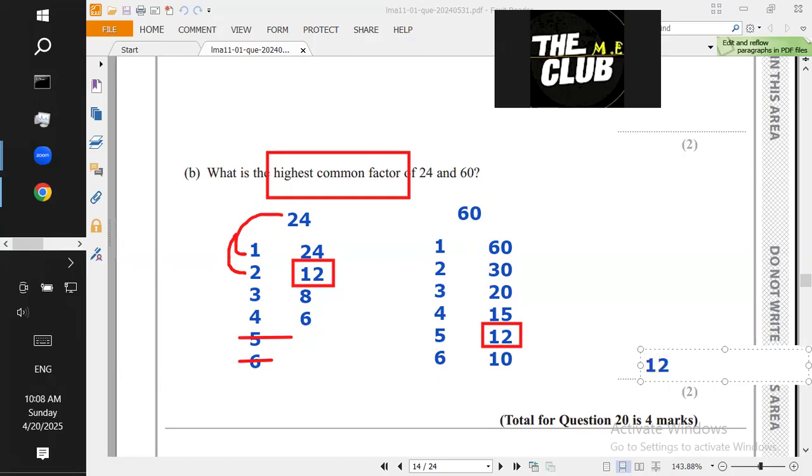And that's the idea of answering a question like this. Focus on the steps of finding the prime factor decomposition and focus on the steps of finding the highest common factor.